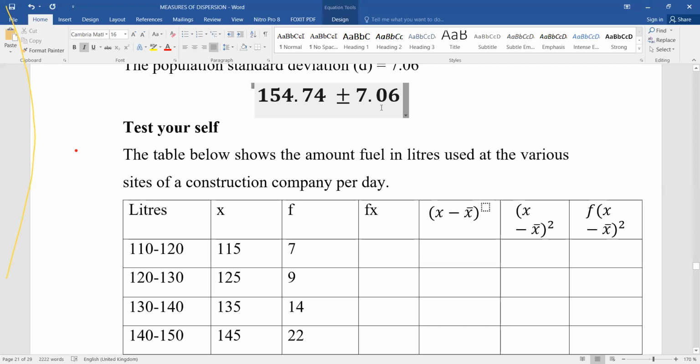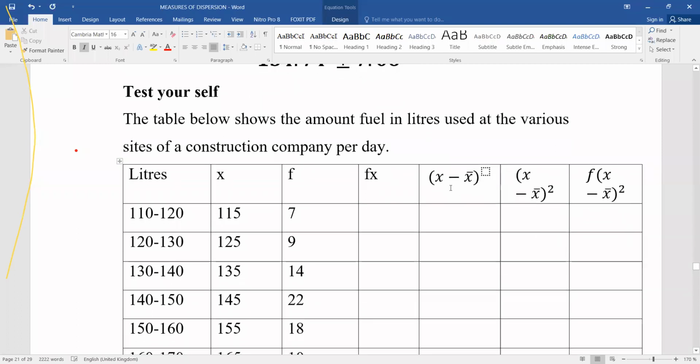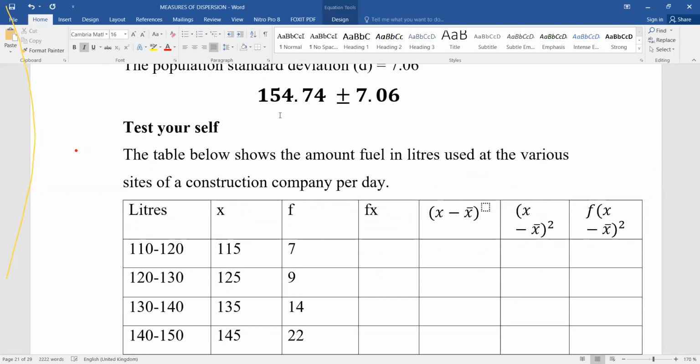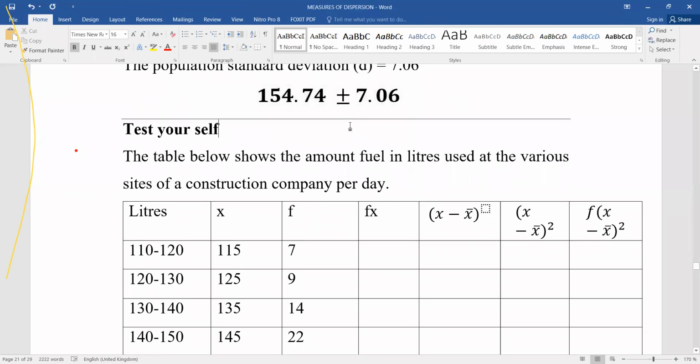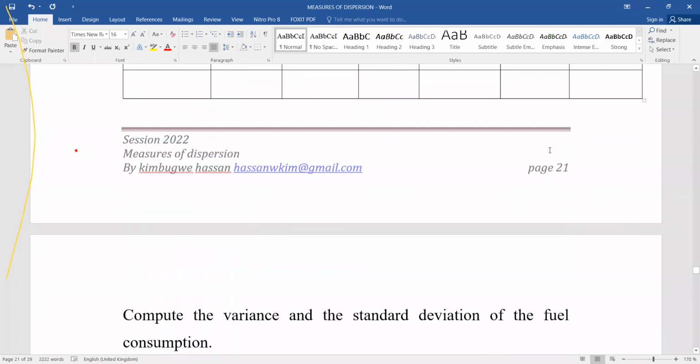That is why we have our answer: 154.74 plus or minus 7.06. That is the final answer. 154 plus or minus 7.06.